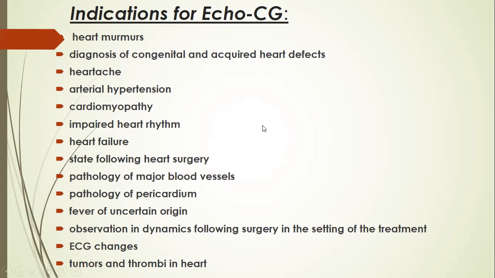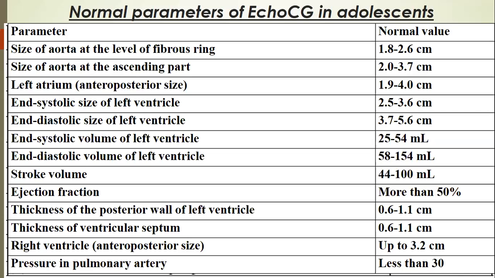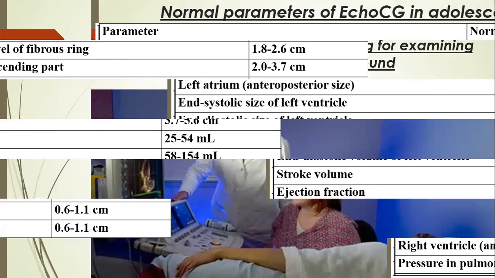When a child has other diseases, we use echocardiography. And also the parameters of echocardiography change in newborns and change with age. And so you can see the parameters of echocardiography in adolescence.